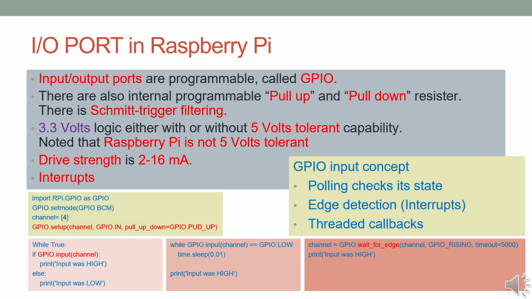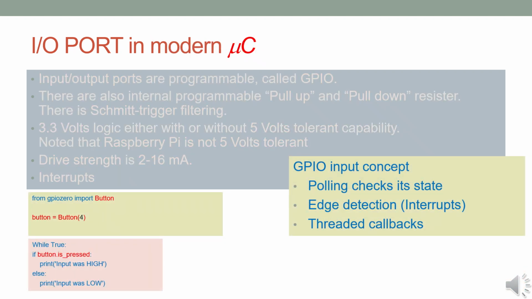Summary of input techniques. There are 3 primary techniques for reading GPIO input. Polling: simple but CPU-intensive. Edge detection, wait for edge: waits for a state change with a timeout. Callback with interrupts: event-driven and efficient. All these methods are supported by the RPi.GPIO library, and for more advanced use, there is an updated package called gpiozero that simplifies many of these tasks further.